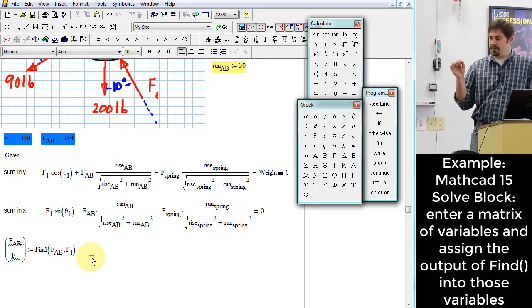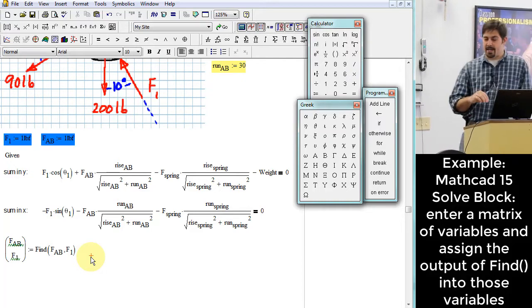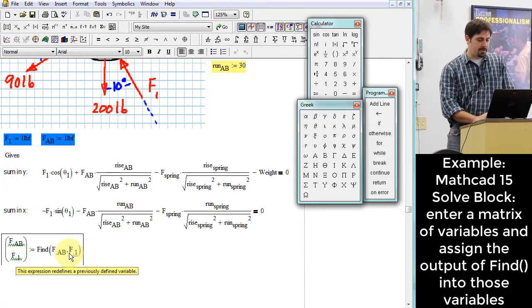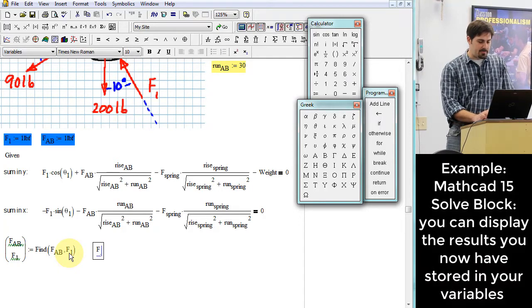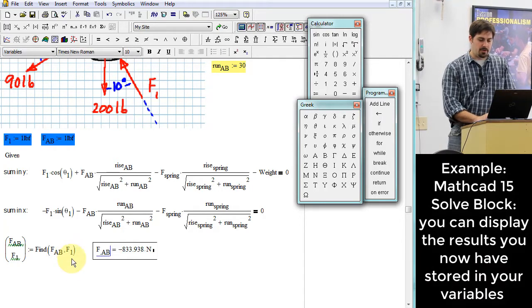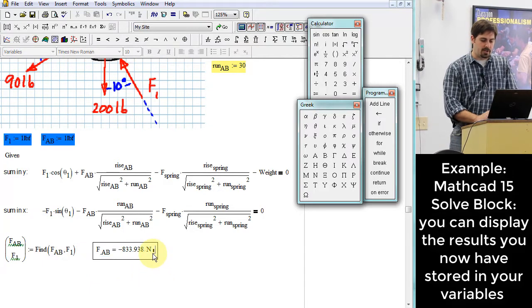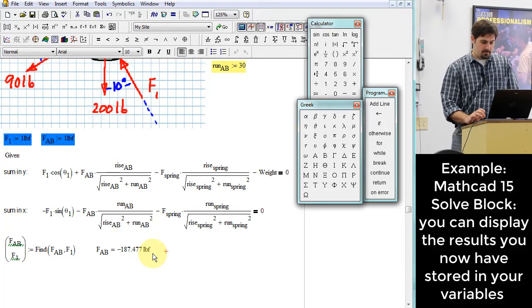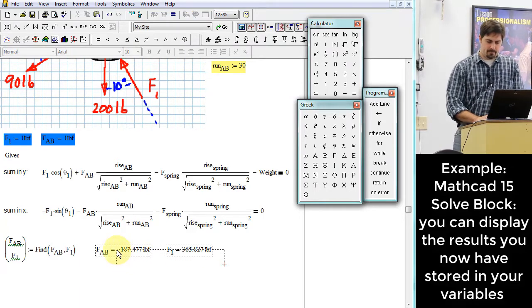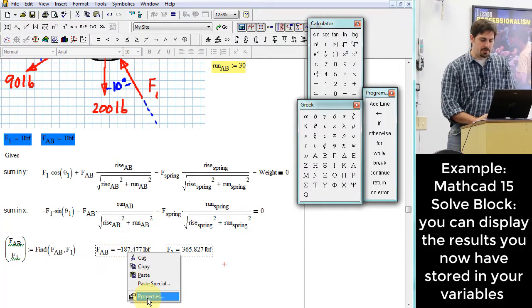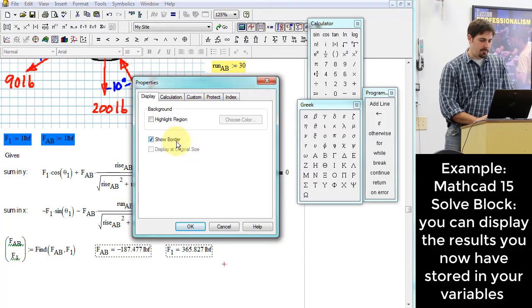You're trying to replace the value that you originally had in FAB and in F1 with the values that you just came up with. And so then, if you want to check and see what those values are, you can now use your evaluation operator and see what those values are. And that is how I typically will use a solve block.